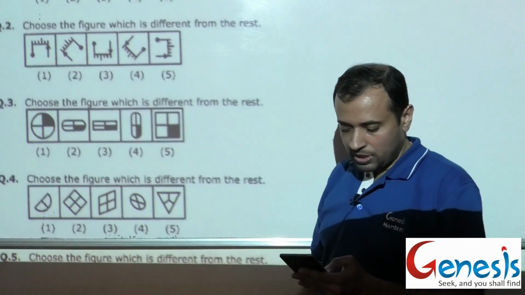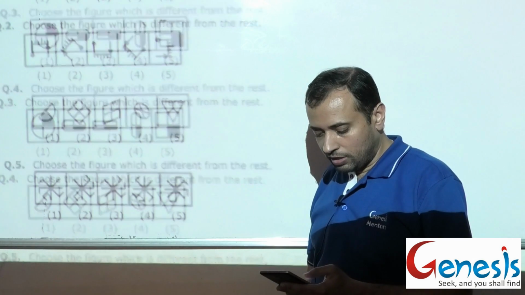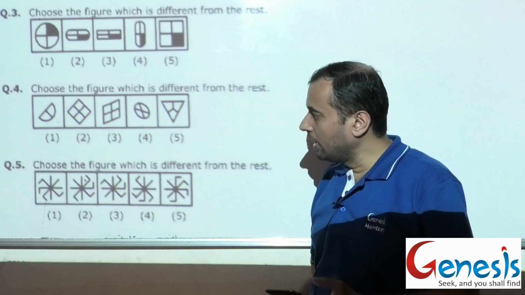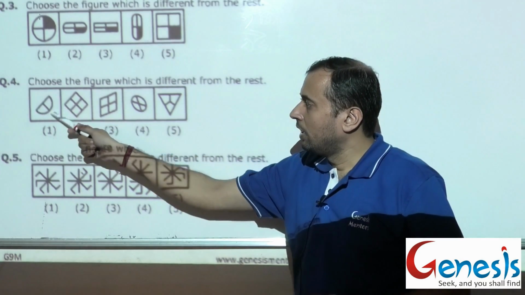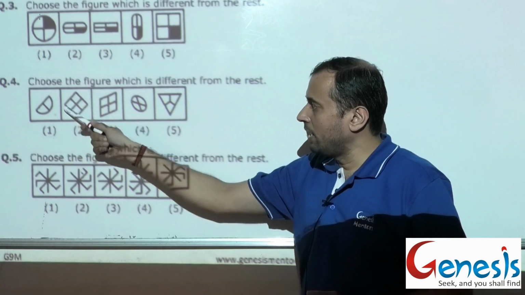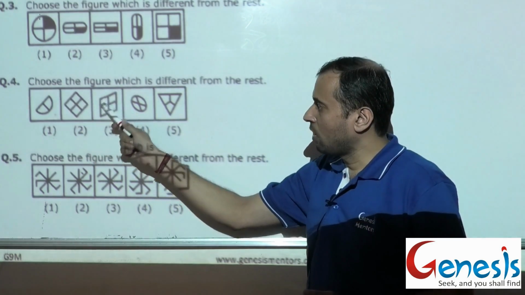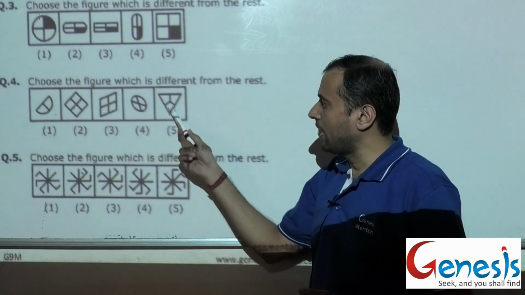So moving on to question number 4. Now in question number 4, applying a different logic, we saw that here the first figure consists of a semicircle divided into 2 parts, a rhombus or a square divided into 4 parts, a rhombus divided into 4 parts, again an oval divided into 4 parts, and a triangle divided into 3 parts.